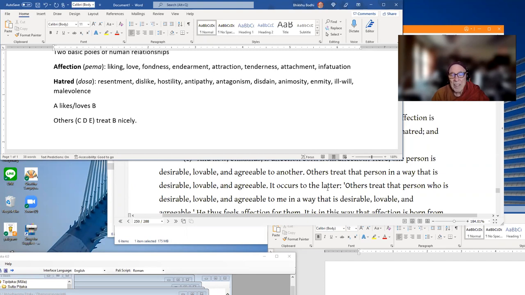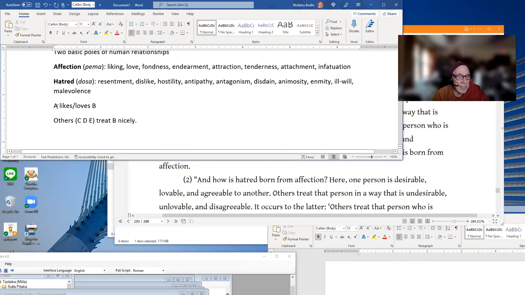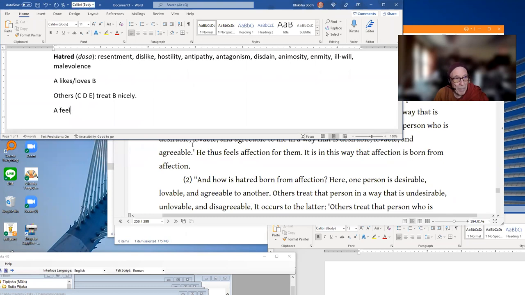Now it occurs to A that others, that's C, D, and E, are treating B nicely in a way that's lovable and agreeable. And so what happens in my feelings, or the way A feels about C, D, and E? So the sutta says that A will feel affection for C, D, and E.